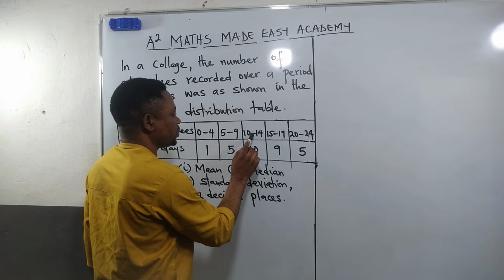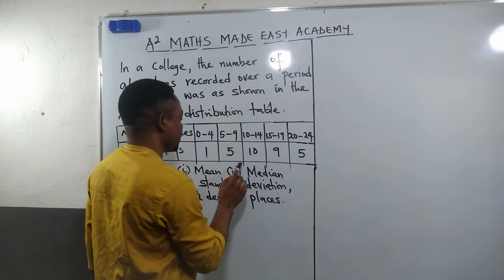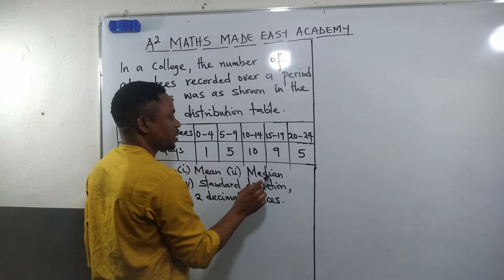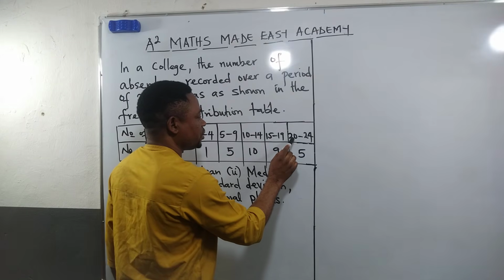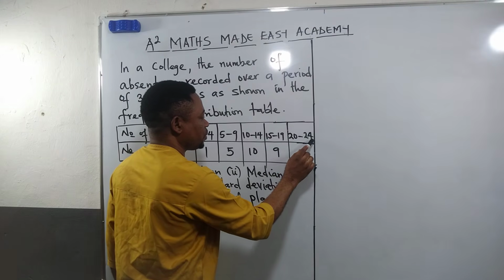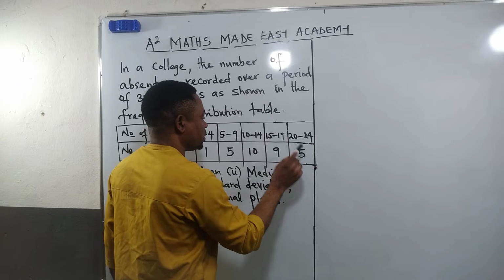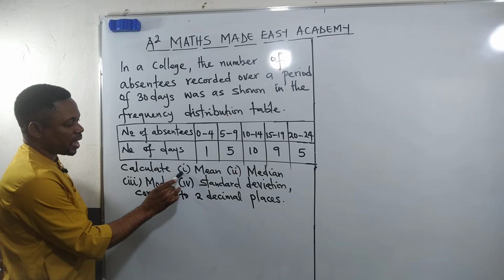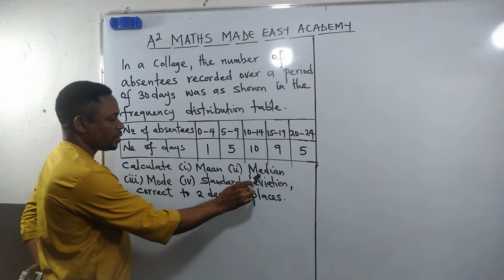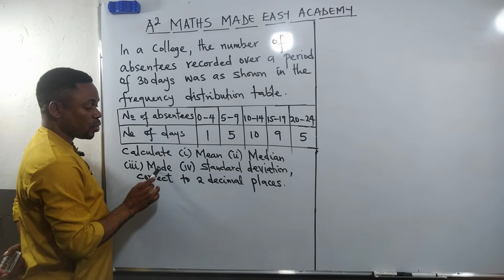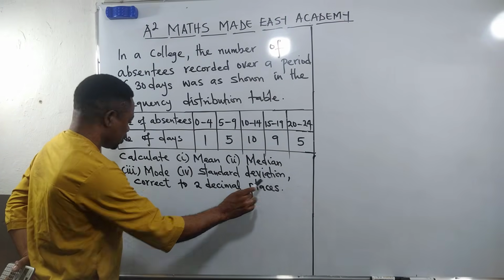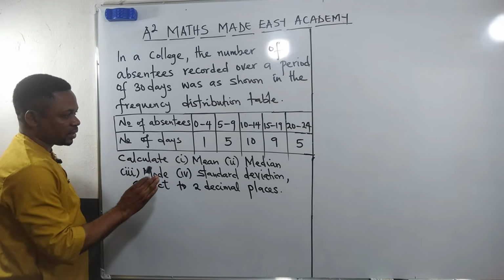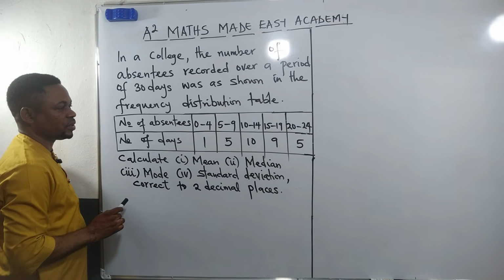The third one ranges from 10 to 14, and the number of days is 10. Then the fourth one ranges from 15 to 19, and the number of days is 9. Finally, the last one ranges from 20 to 24, and the number of days is 5. Now let's look at the question. It says, calculate I, the mean, II, the median, III, the mode, IV, the standard deviation, correct to 2 decimal places. Now let us see how we can tackle this particular question.